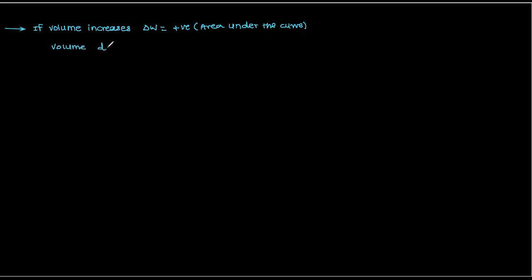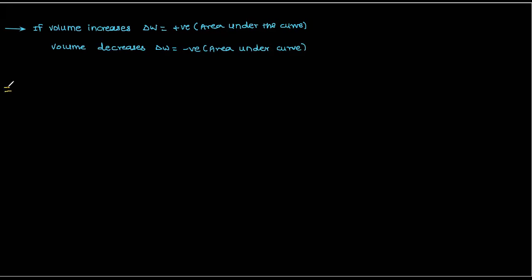now you can write blindly, right? How can you write blindly? Negative area under the curve. So whatever area you are getting, you just decide whether volume is increasing or not, and from that you substitute the sign for work done. Clear? Okay, let's move ahead again.